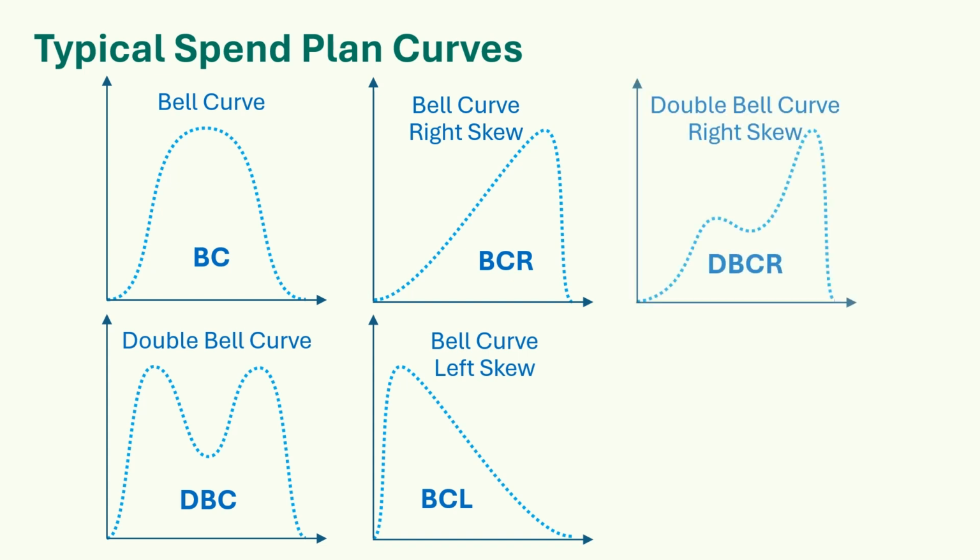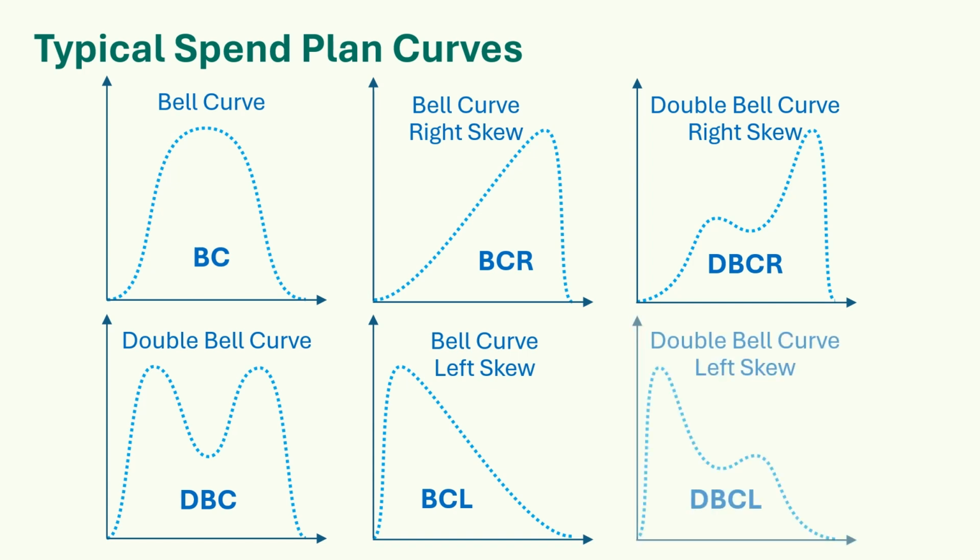The double bell curve with a right skew. This has a double hump shape with the predominant hump towards the end. This is similar to the bell curve with a right skew, but with a slow down near the middle of the phase, before again ramping up the spend. The double bell curve with a left skew. This has a double hump shape with the predominant hump towards the start. This is similar to the bell curve with a left skew, but with a slow down near the middle of the phase, before again ramping up the spend.